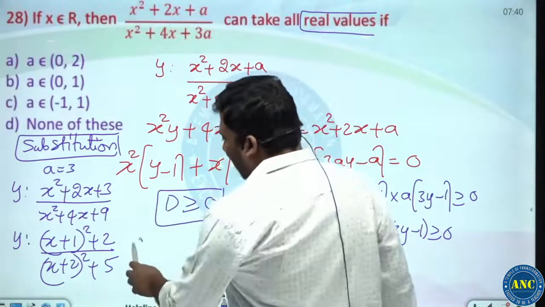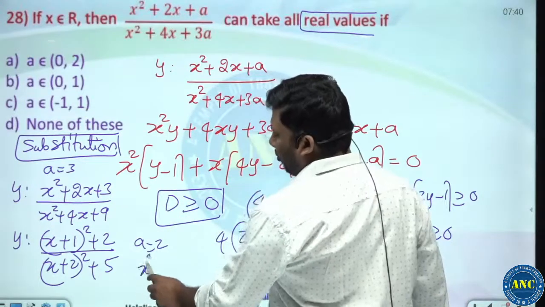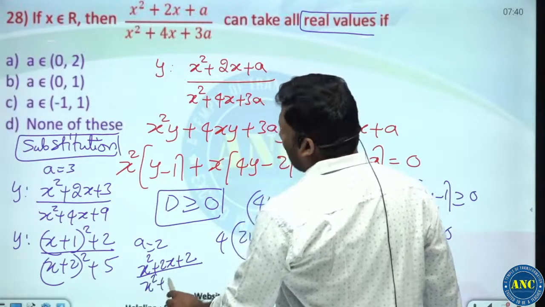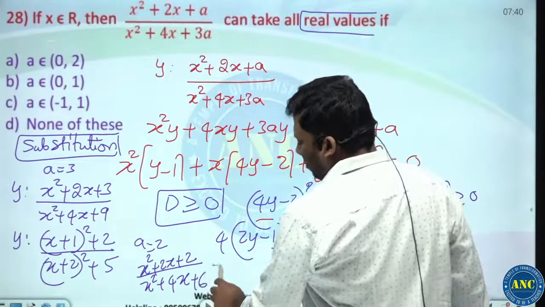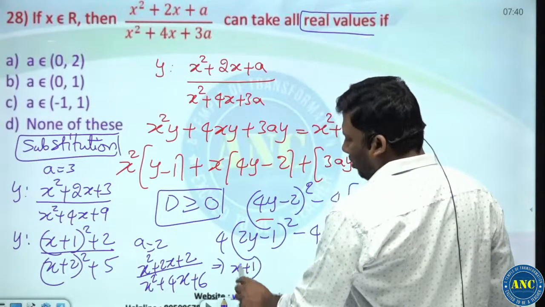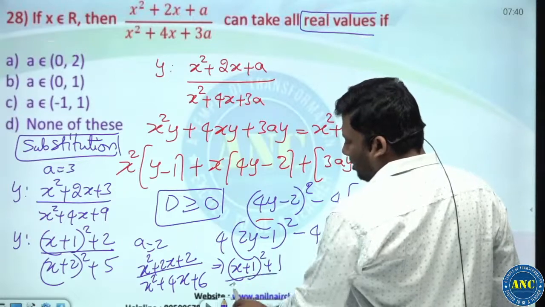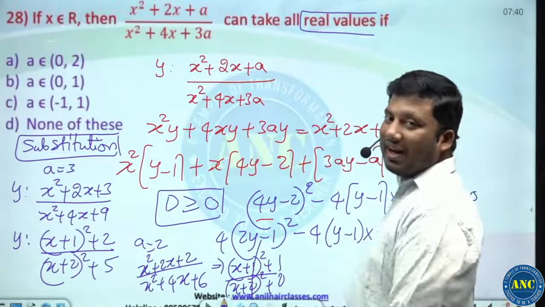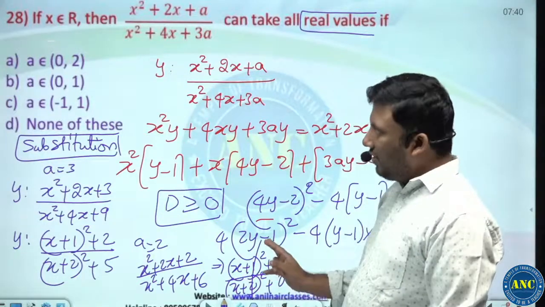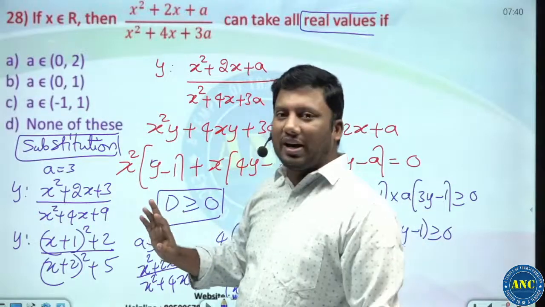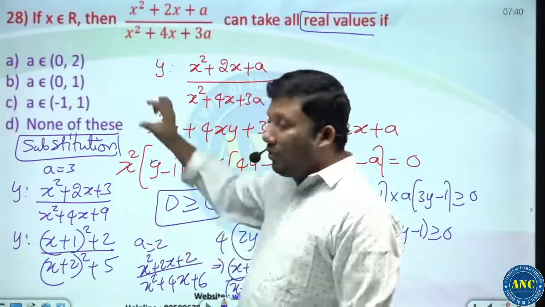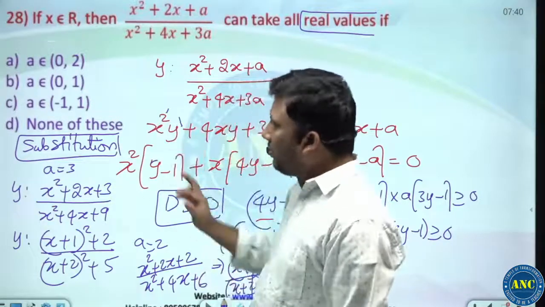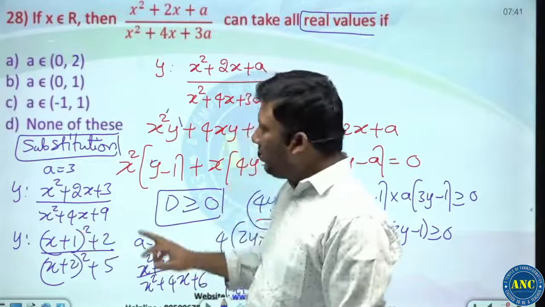Let me take a value 2. If I substitute a value 2, x square plus 2x plus 2 divided by x square plus 4x plus 6. So this is x plus 1 whole square plus 1. This is x plus 2 whole square plus 2. Square function always greater than or equivalent to 0. That means even if I substitute 2, I am getting a real value. The question is, in this range I should get a real value. Beyond the range also I am getting a real value.